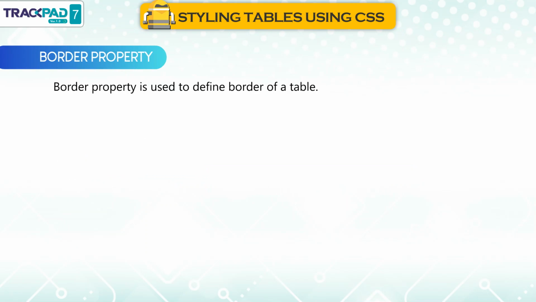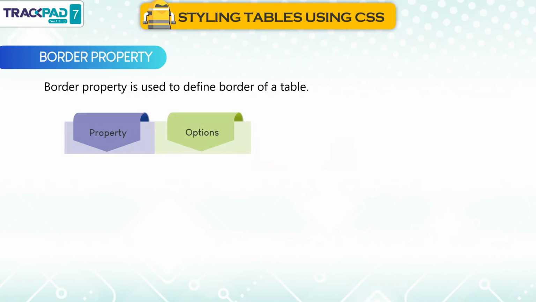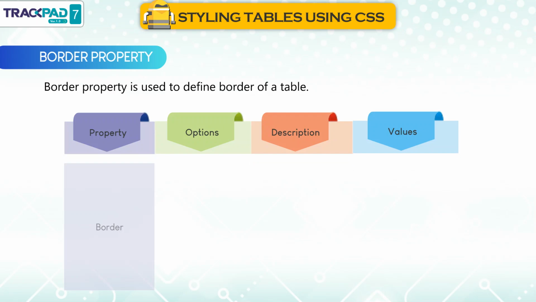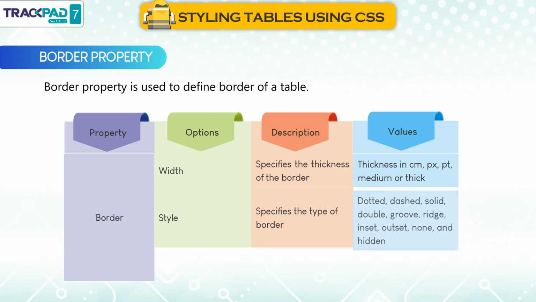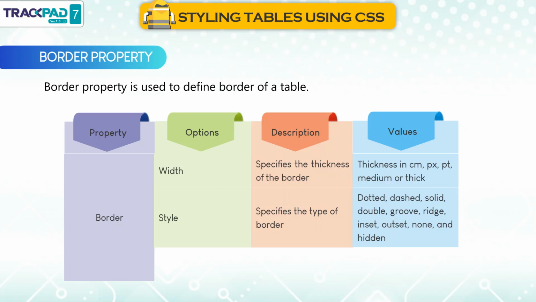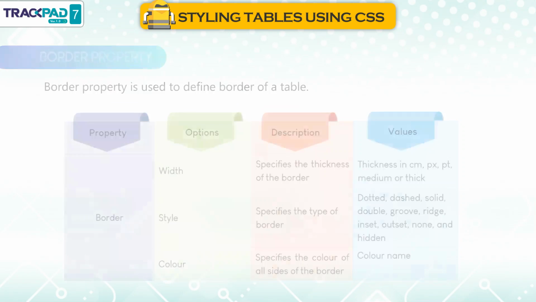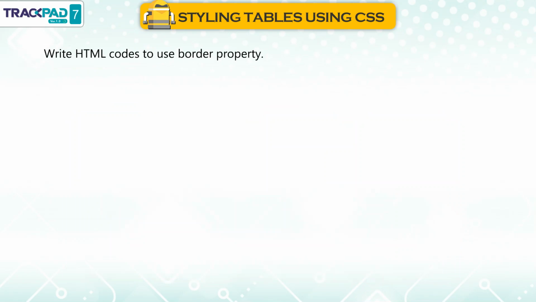Border properties. Border properties are used to define the border of a table. Property with options, description and values. Border width: specifies the thickness of the border, in centimeter, px, pt, medium or thick. Style: specifies the type of border: dotted, dashed, solid, double, groove, ridge, inset, outset, none and hidden. Color: specifies the color of all sides of the border, as a color name. Write HTML codes to use border property.